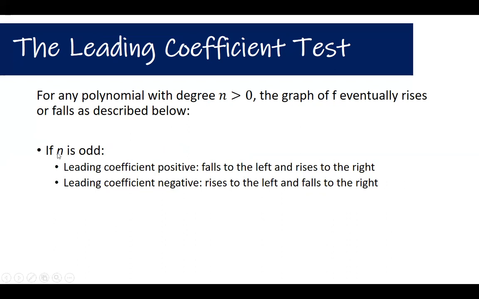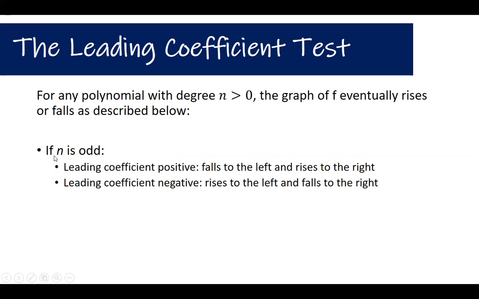So if our degree n is odd, and we look at the leading coefficient, you need to look at the degree of the highest power, and you need to look at the sign on the leading coefficient. If we have a positive leading coefficient with an odd degree, then it is going to fall to the left and rise to the right. If you have an odd power and your leading coefficient is negative, then it's going to do the opposite. It's going to rise to the left and fall to the right.